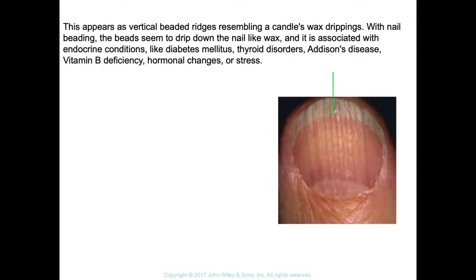Then we could see things like this. These are called ridges. It looks like candle wax dripping. We could see this in some endocrine issues like diabetes mellitus, some thyroid issues, and another endocrine issue called Addison's disease. We see it with B vitamin deficiency, malnourishment, even chronic stress.